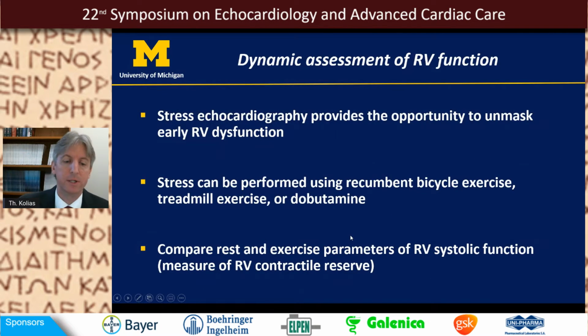Now, all the measures that I have been discussing up to this point have been resting measures of right ventricular and right atrial function. But dynamic assessment of right ventricular function can also be performed. Stress echo provides the opportunity to unmask early RV dysfunction. Stress can be performed using recumbent bicycle exercise, treadmill exercise, or dobutamine. And it allows us to compare rest and exercise parameters of RV systolic function, which allows us to measure RV contractile reserve.